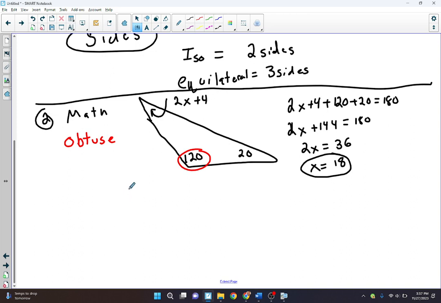How do you know it's obtuse? Well, you know the shape of an obtuse angle. It's computer generated, so it should look correct, but you should base it off the numbers. In this case, I know this angle's 120, so that must be obtuse. Wait, how do you know the angle's 120? It told me in the question.